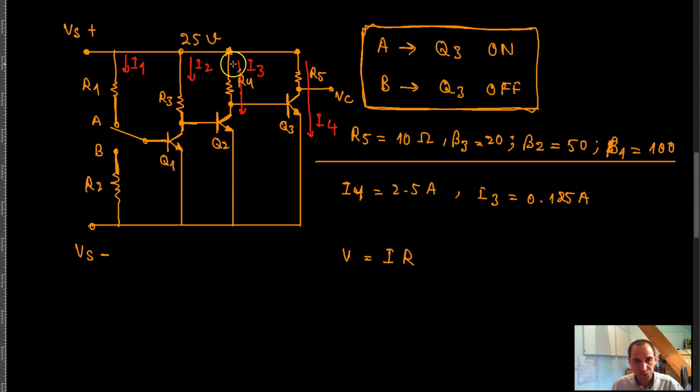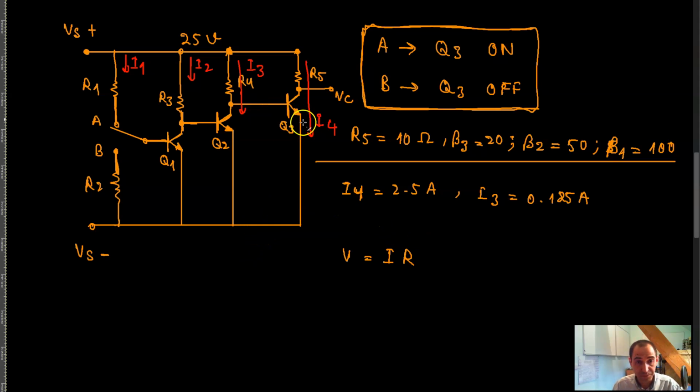Now this R4, as you can see, there is the supply voltage up here, goes through this resistor, goes through this PN junction, and then goes to the ground, right? The voltage drop over the PN junction is 0.7 volts, which is negligible. You can ignore it, because your supply voltage is 25 volts. As long as your supply voltage is over 10 volts, you can ignore all of these voltage drops across these PN junctions.